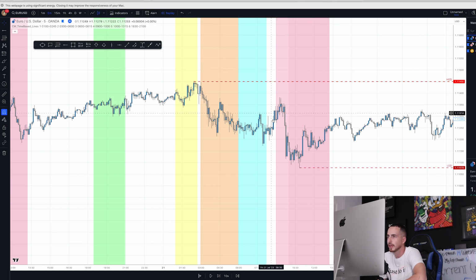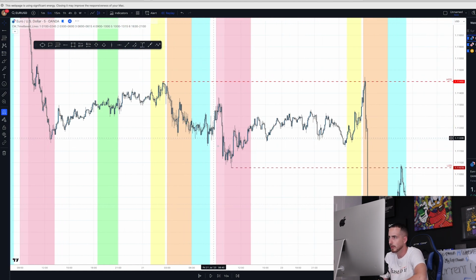And notice how I'm not marking any area if it's not in the actual session. If it's in between a session, that is not valid. It has to be between these sessions right here. And Asia session does not count. So now we got our highs and lows marked.